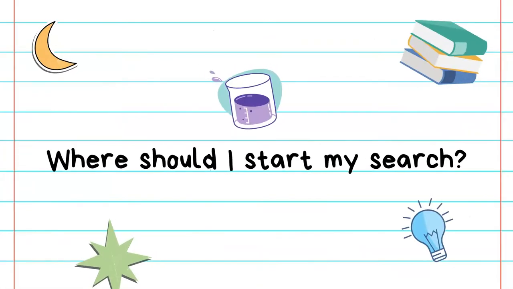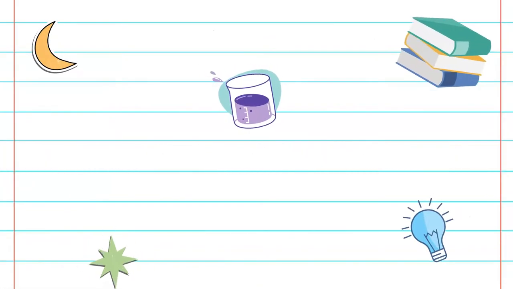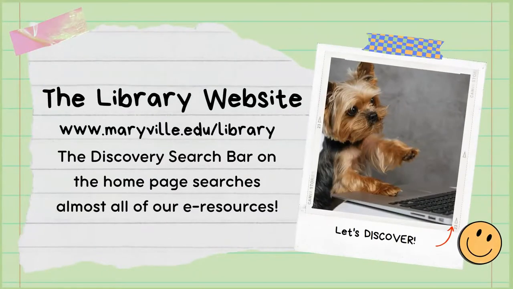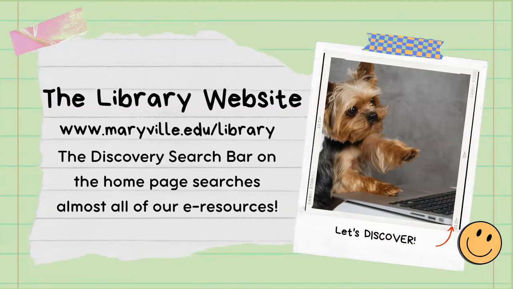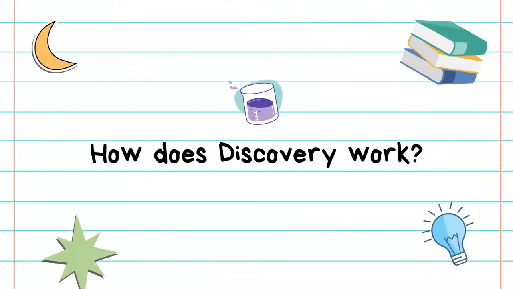Where do you start? When you're using the library, you'll always start at our website. Consider this your hub of research operations. Again, we provide access to a lot of content that you'd have to pay for out on the open internet, so it's great to start your search for things here. We call our library search engine Discovery, and the search bar for Discovery is right on our homepage.